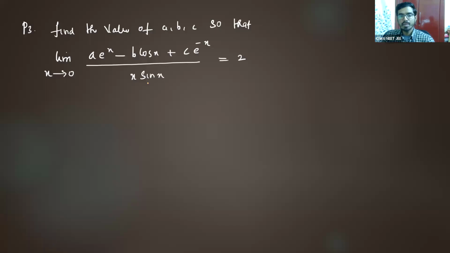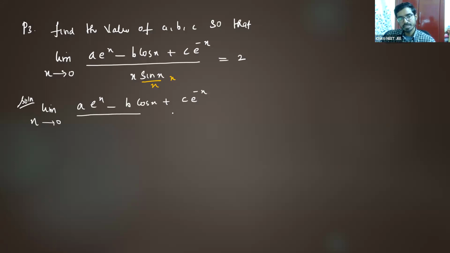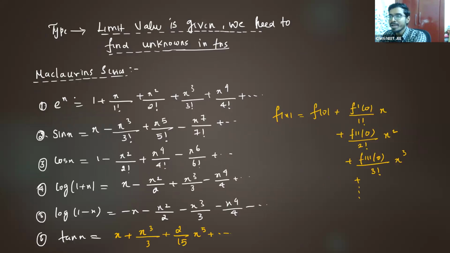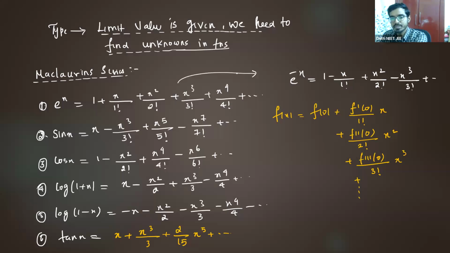Now here we have sin x. Let us multiply and divide by x, so the question is replaced as the limit as x tends to 0 of (a e^x minus b cos x plus c e^(-x)) divided by x square is equal to 2. For e^(-x), you replace x by minus x in the expansion: 1 minus x by 1 factorial plus x square by 2 factorial minus x cube by 3 factorial and so on.